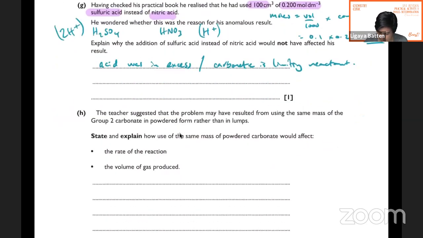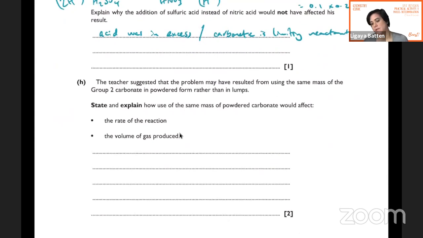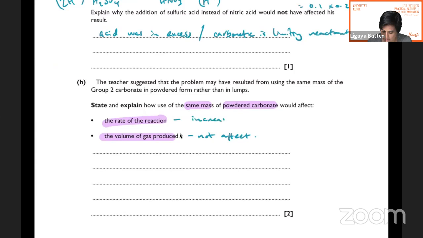The final question we'll look at is, the teacher suggested that the problem may have resulted from using the same mass of group 2 carbonate in powdered form rather than in lumps. State and explain how the use of the same mass of powdered carbonate would affect the rate of reaction and the volume of gas produced. So we talked about this again briefly in the previous set of questions. The same mass will not affect the volume of gas produced because it's the same amount of moles, but the powdered carbonate will increase the rate of reaction.